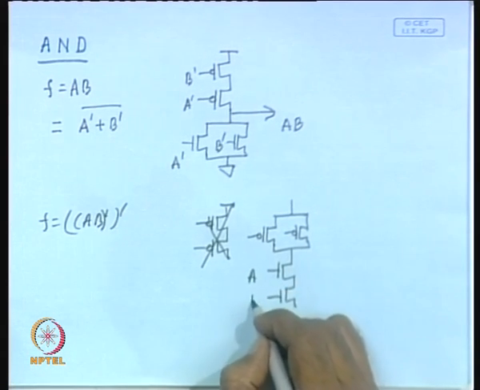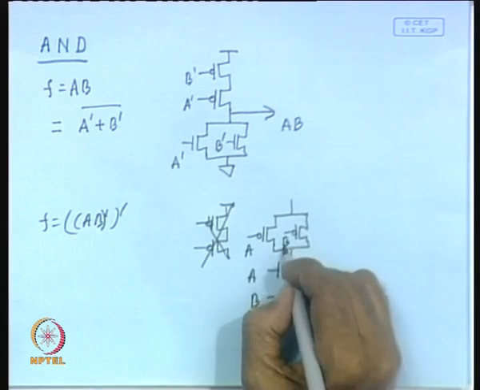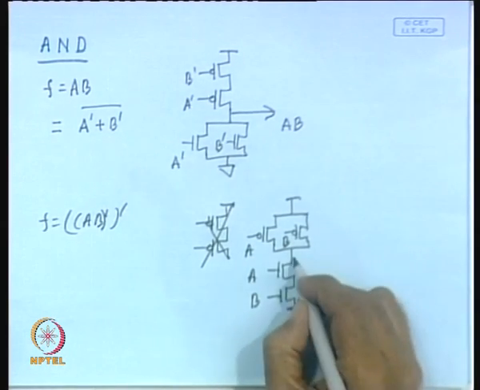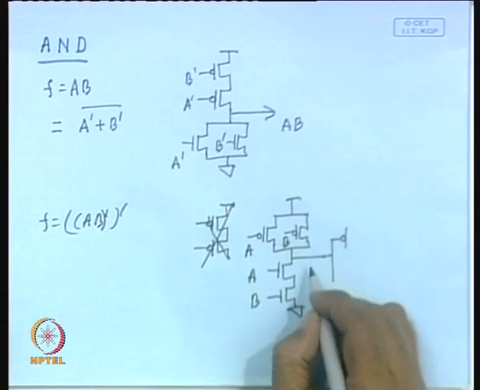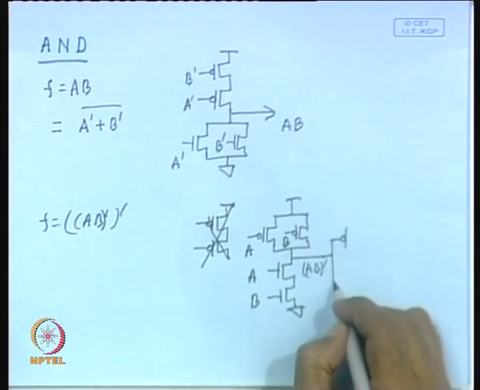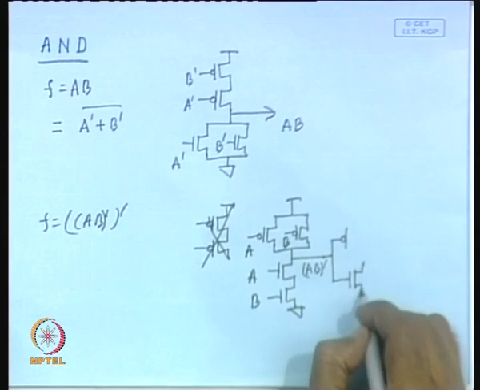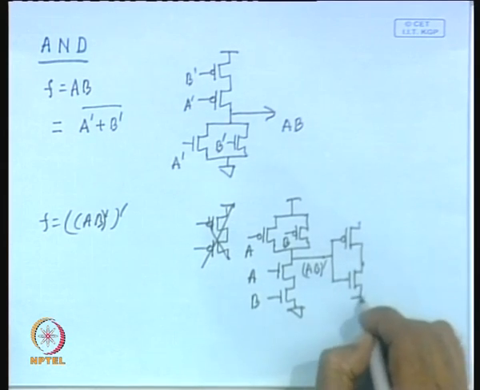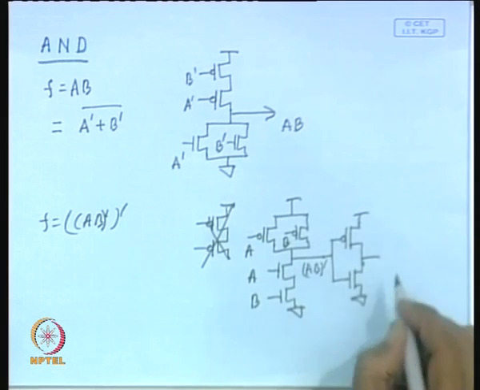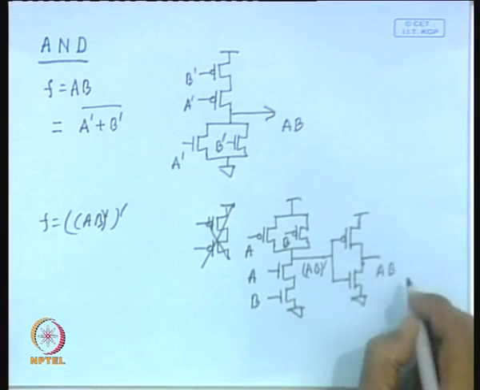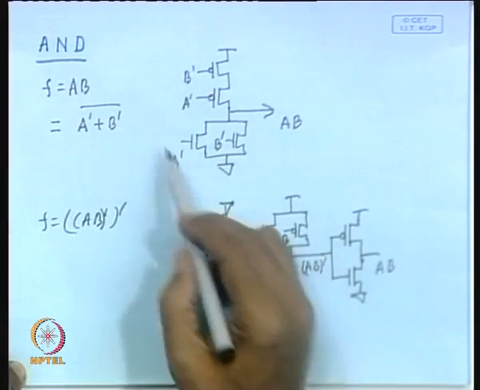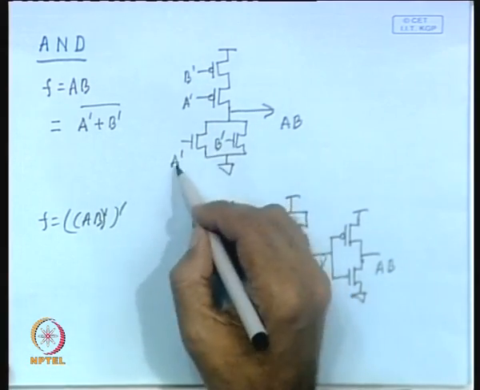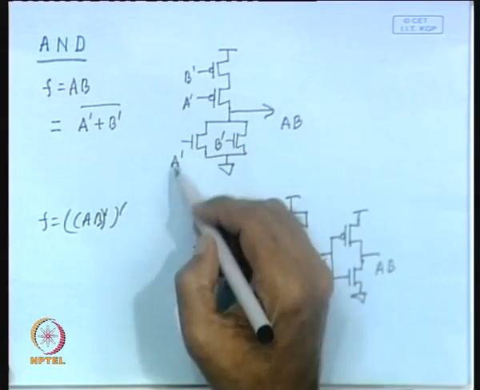So, here you will apply A, B, and this is connected to ground. Then of course, at the output you will again require an inverter, because here it realizes A B bar. So, that has to be complemented to get the function of an AND gate. So, here you will get A B. So, here you see you can realize an AND gate in two ways. This is how you can realize it when the inputs are available in complemented form.